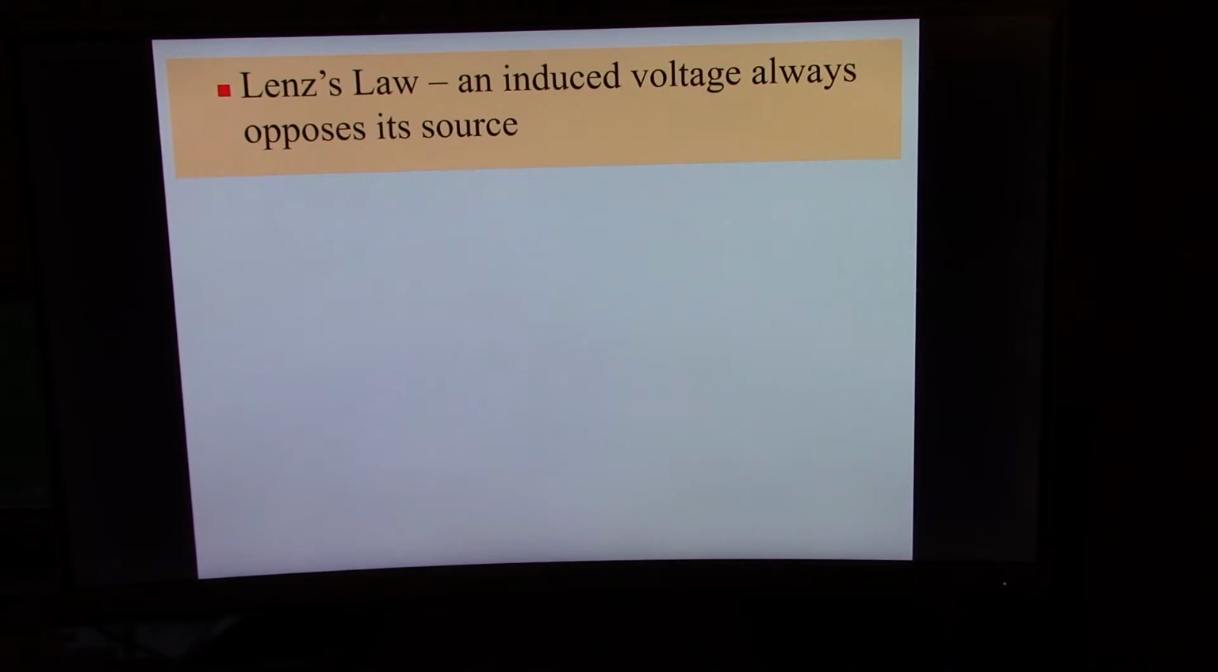Lenz's law, which says that the induced voltage will always oppose its source. Okay? So keep that in mind, that we're talking about opposition. The other device we've talked about so far, which has opposition, is a resistor. Inductors also have a kind of resistance, but it's slightly different as compared to a resistor. And the reason why that is, with resistors, the voltage and current are in phase with each other. With inductors, they're not.